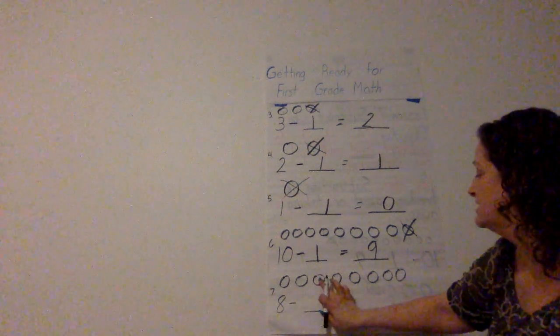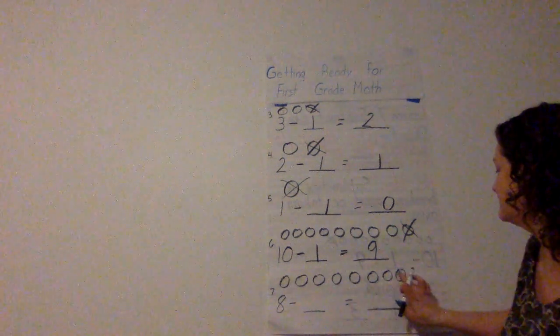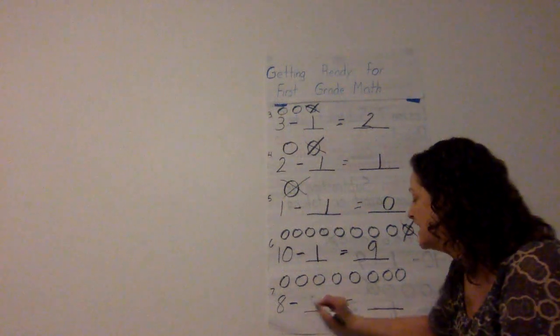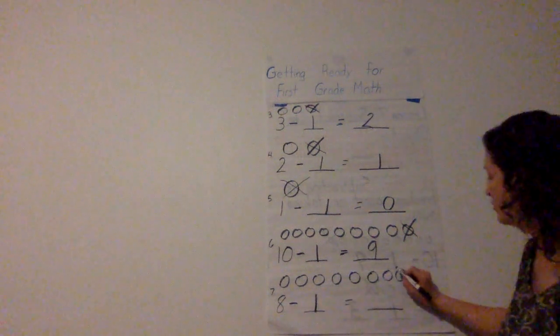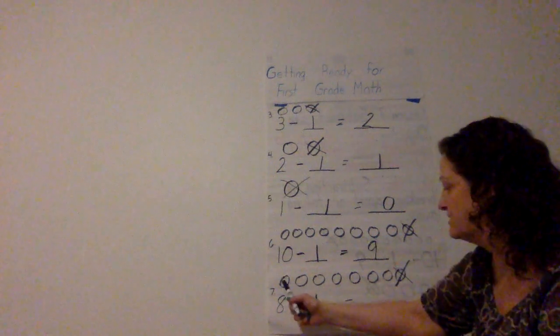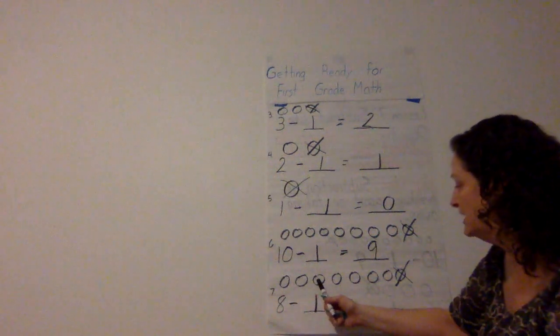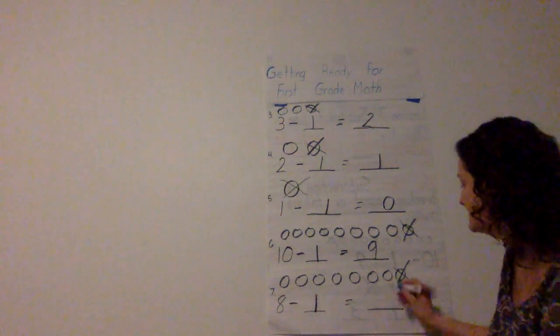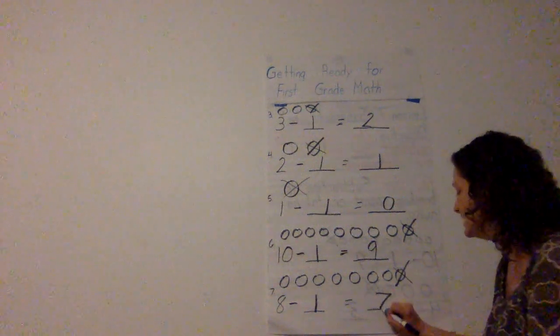So 1, 2, 3, 4, 5, 6, 7, 8. Good. Trace the minus sign and write 1. Cross 1 off, and then count to see how many are left. 1, 2, 3, 4, 5, 6, 7. And write my answer.